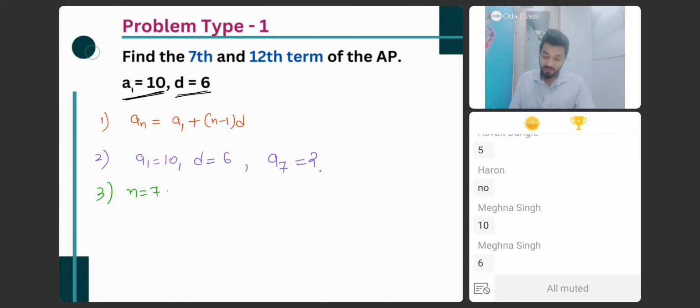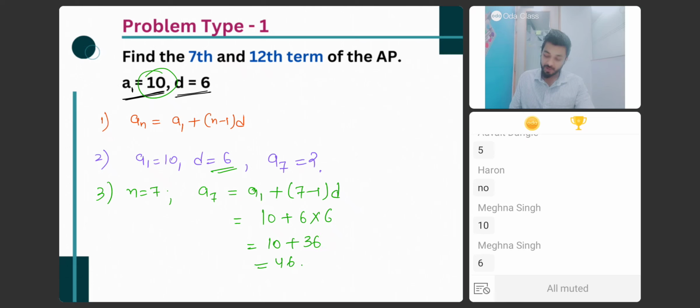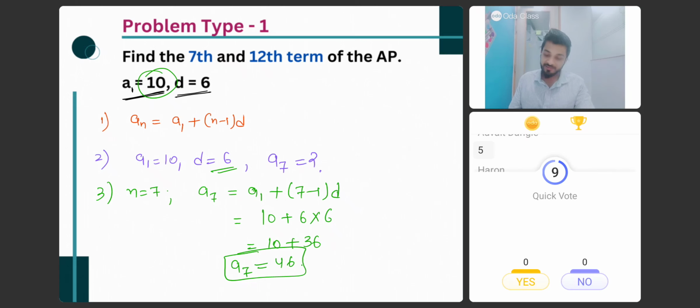So A7 is equal to A1 plus 7 minus 1 times D. A1 is 10 plus 7 minus 1, which is 6, and D is 6. So 10 plus 6 into 6 is 36. Overall, it will be 46. So that means the seventh term is 46. Isn't it simple, guys? Everything is given, we just have to substitute the values and then calculate it.